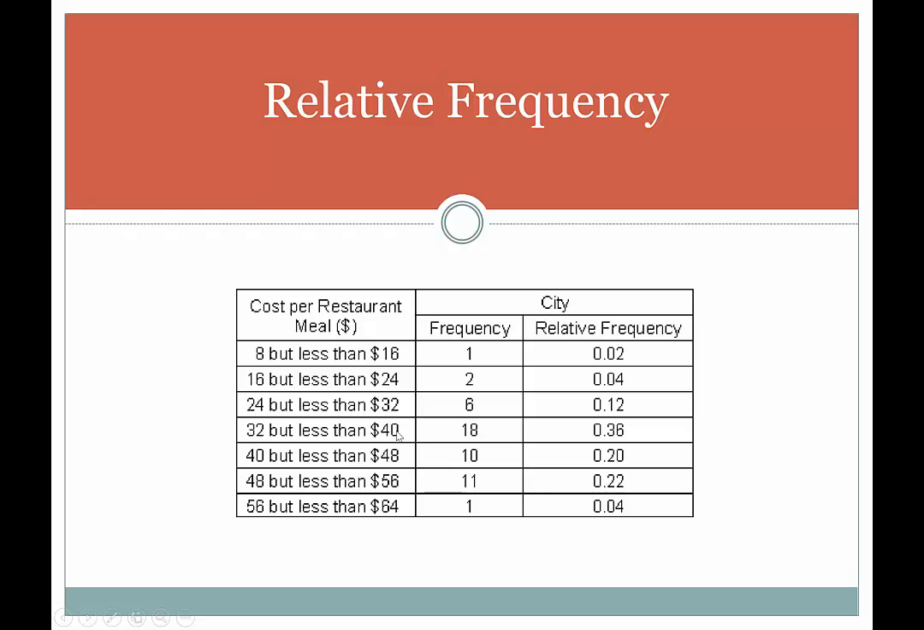So what we're saying here is roughly 36% of the meals in this study cost somewhere between $32 and $40, right? So they might have been $32, it might have been $35, etc., right? But either way, roughly 36% of the observations fell within that category.